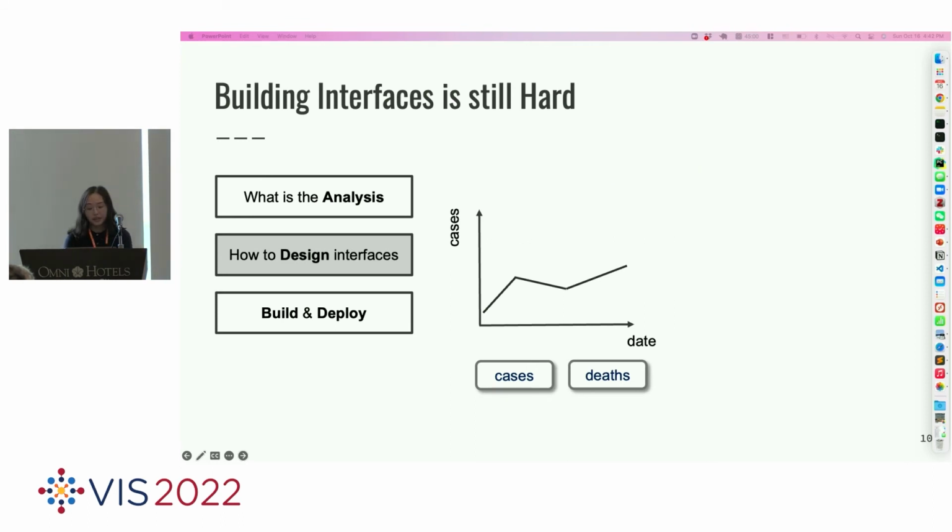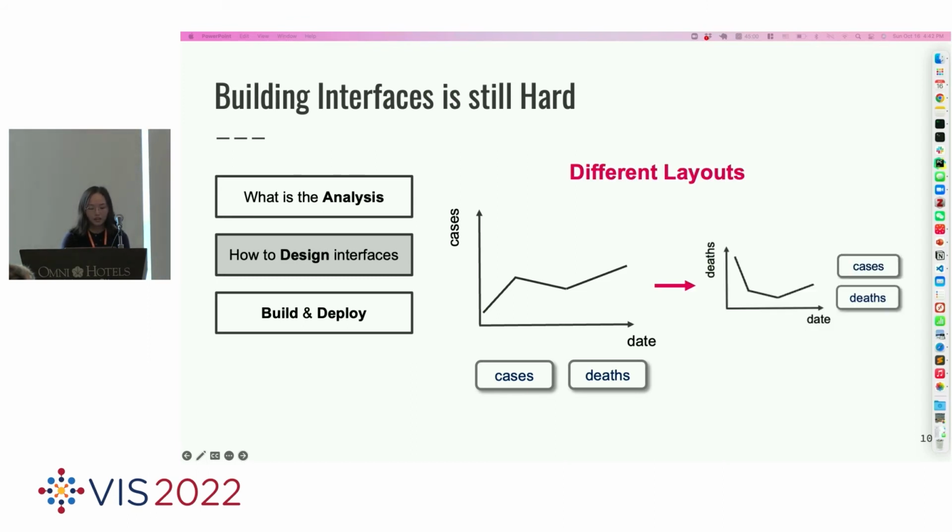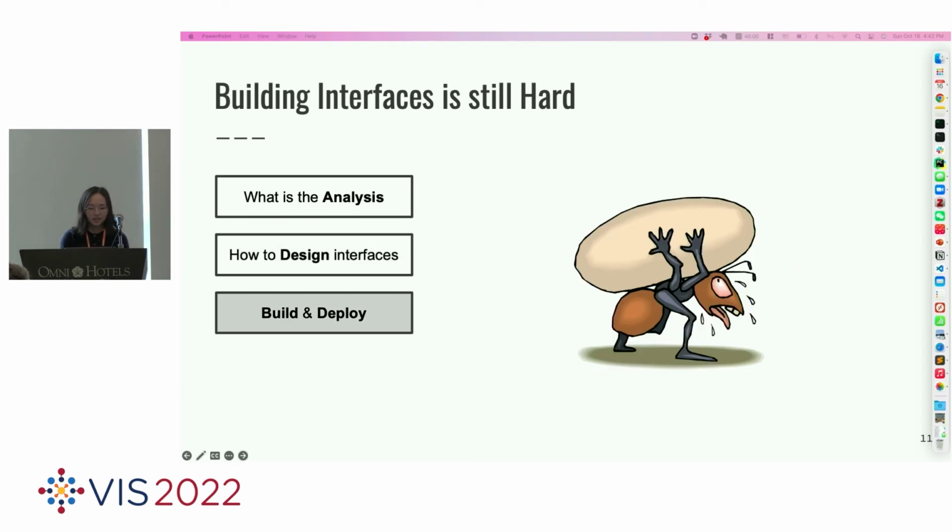Then as to layout, instead of vertically, it can also be laid out horizontally. So for such a simple example, which only consists of 2 analyses, you can already imagine there are so many combinations, let alone complicated analysis. Finally, you will have to build and deploy the interface, which would be cumbersome.